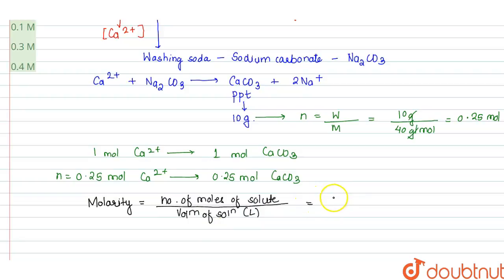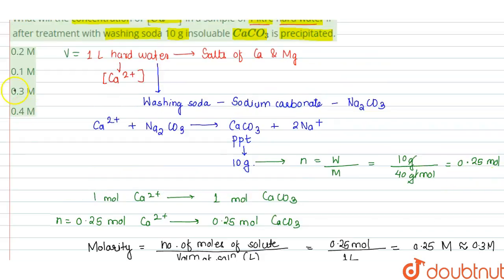So here the number of moles of solute is 0.25 mole and the volume of solution is 1 liter, which is equal to 0.25 mole per liter, that is molar, approximately equal to 0.3 molar. So the correct option is option 3, 0.3 molar.